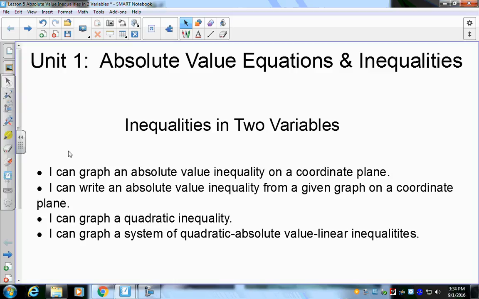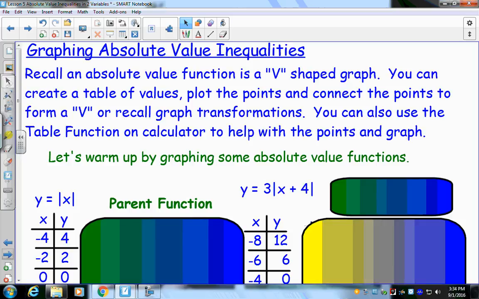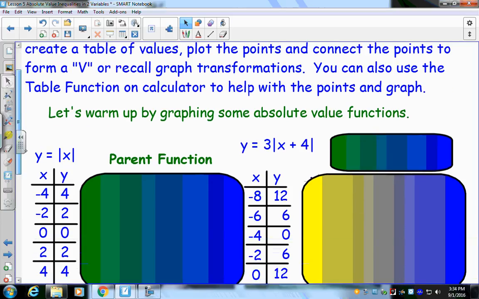Review from last time: write an absolute value inequality from a given graph on a coordinate plane. Okay, so graphing absolute value inequalities. Remember that an absolute value graph is in the shape of a V. You can create a table of values to figure out your points, plot the points and connect them, or you can remember the transformations that we talked about before. In all of these first examples, I have a table of values written for you, where you're just picking points and plugging them in to form your V.